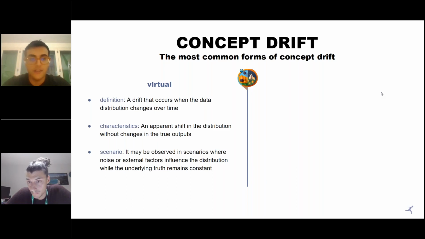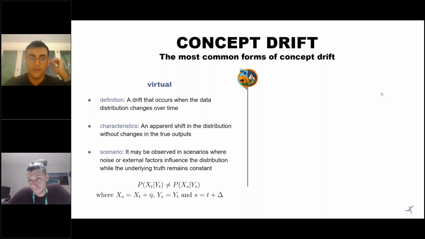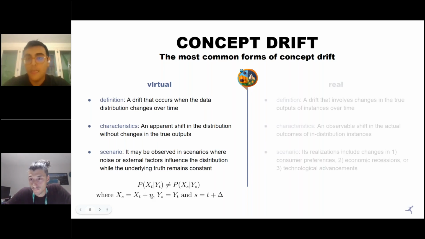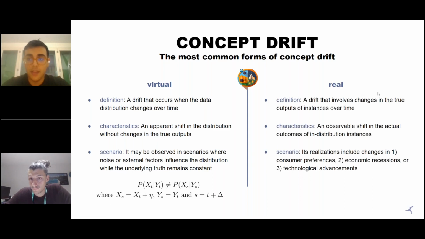It can be observed in scenarios where there is noise or external factors that influence distribution, while the underlying truth remains constant. So if we go back to the formula, we can see that after some time, we still have the same Y, so YS is equal to YT, but X has changed due to some noise or external factors, eta.